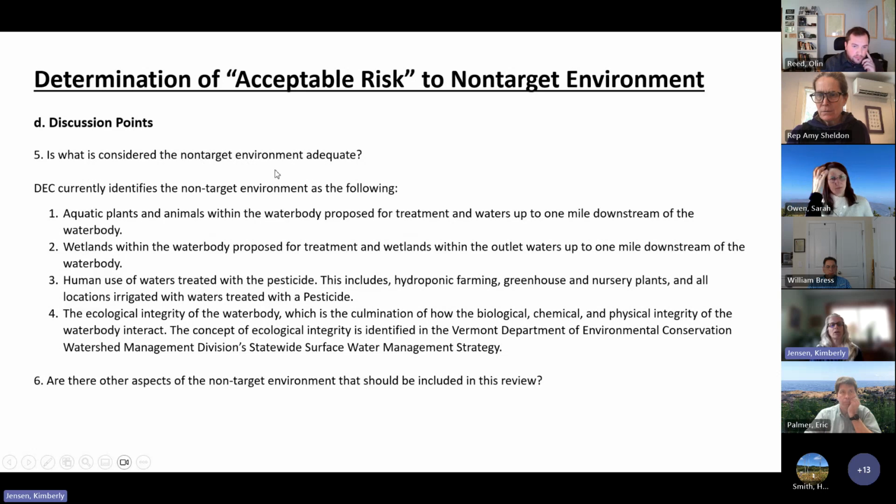Is what we consider non-target environment adequate? And again, these are the non-targets that we're looking at. So are there other non-target environments that we should be including? And I'll just note here that public health is in a different section. Yeah, so public health is considered.